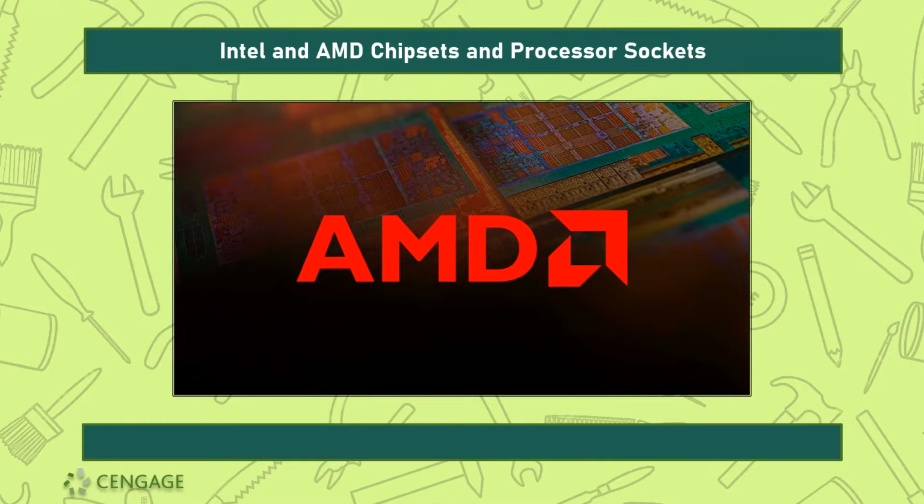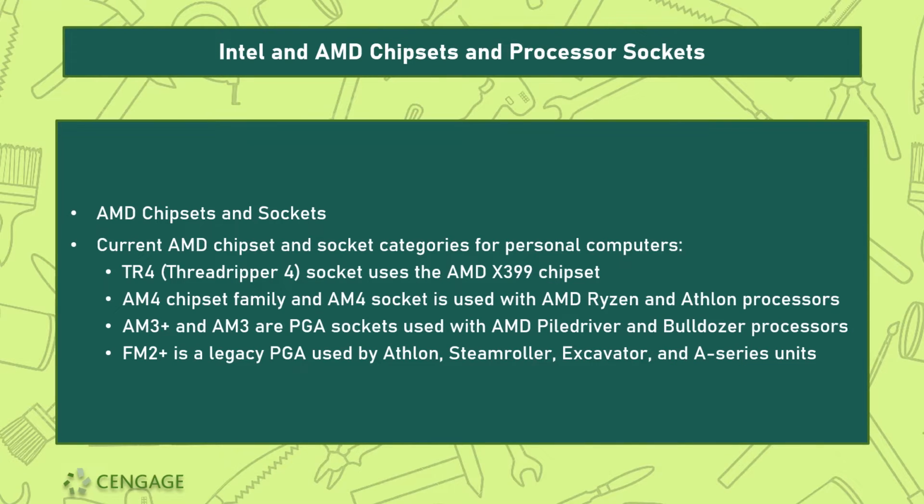AMD, a little bit different again. Remember, we're talking about pins as opposed to LANs this time. AMD currently uses what's called the TR4 socket for its high-end Threadrippers. That uses the AMD X399 chipset. There's also the AM4 system, which is a chipset and family socket set. That's used with the AMD Ryzen and Athlon processors. I currently use a Ryzen 3600, Ryzen 5, with an AM4. AM3 and AM3 Plus are used with Piledriver and Bulldozer processors, and FM2 is a legacy PGA that's used by A-Series, Athlon, Excavator, and Steamroller.